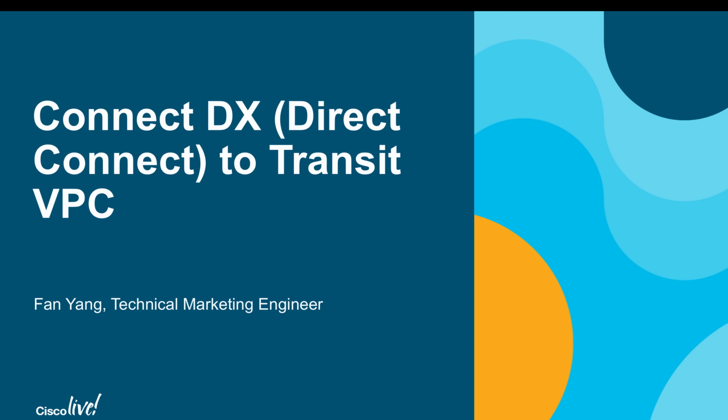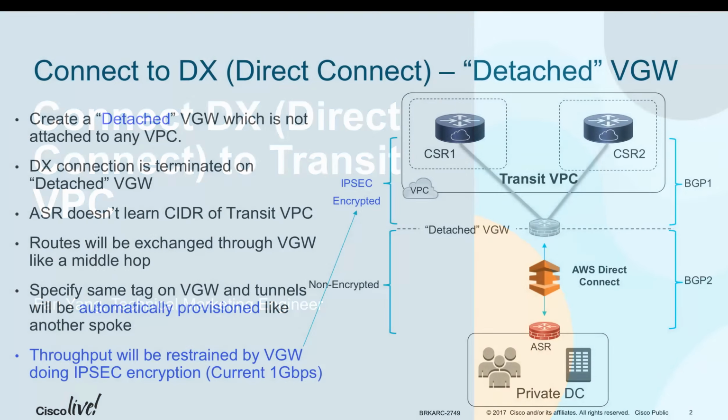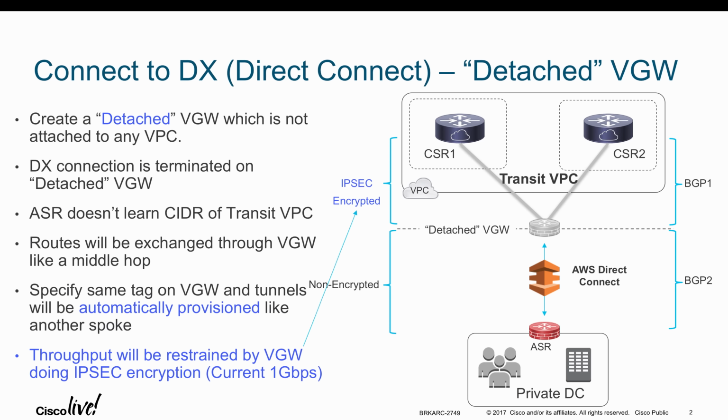Today I'm going to talk about how you connect your Direct Connect to the transit VPC, and how the CSR in the transit VPC talks to your on-prem network. I will walk you through those two options and I will demonstrate one of the options. If you are not familiar with the transit VPC, you can refer to my previous video on how to build a transit VPC and what the benefits of doing a transit VPC in the AWS cloud are.